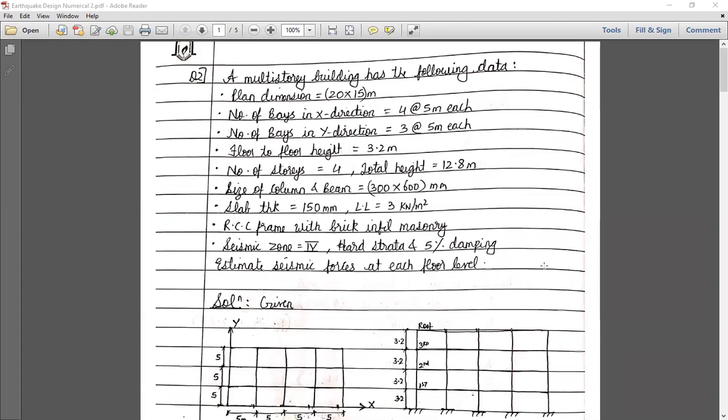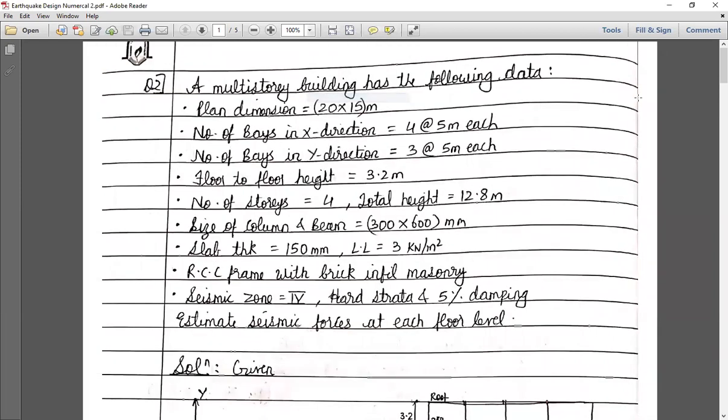The question is, a multi-story building has the following data. The plan dimension is given as 20 by 15. The number of bays in X direction is 4 at 5 meter each. Number of bays in Y direction is 3 at 5 meter each. Floor to floor height is 3.2 meters. The number of stories is 4. Total height is 12.8 meters.